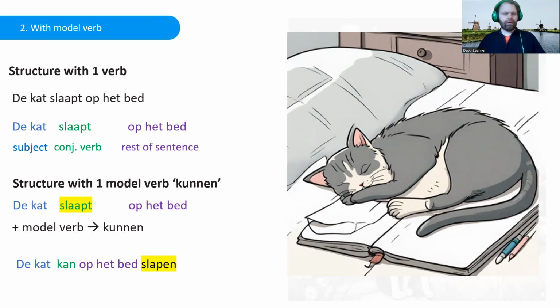So what do we have here now? Well, we still have the subject in its proper place, de kat. Now, het hulpwerkwoord, or the auxiliary verb, is the one that we conjugate, right? So de kat kan is the conjugated verb. So it's still the same order. Then the rest of the sentence also didn't move. Op het bed. And then we have slapen.